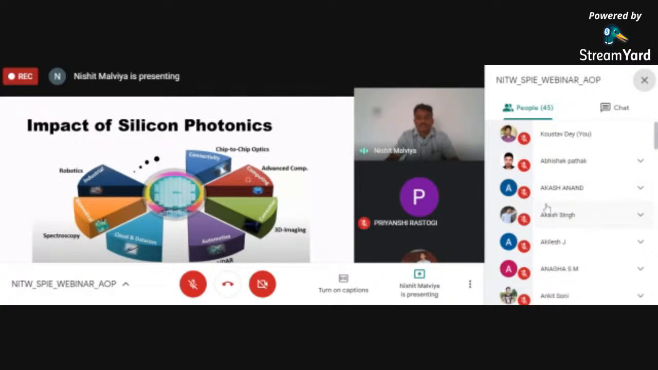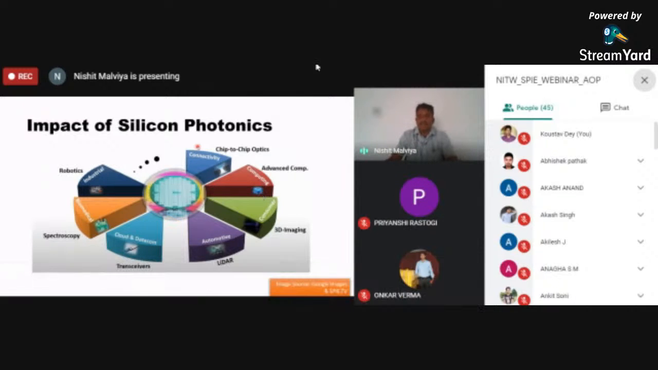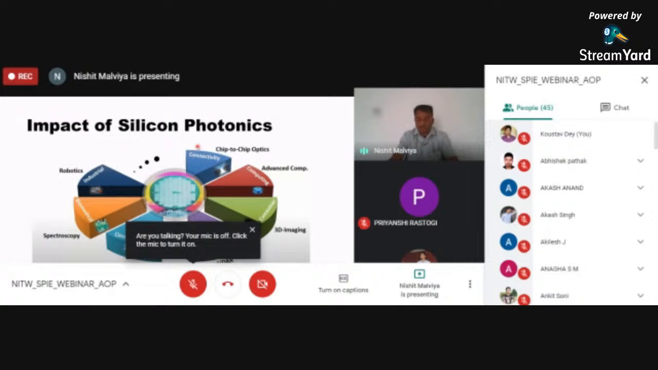So the impact of silicon photonics is on connectivity. When we talk about data centers, there are lots of optical links and lots of processors that have to communicate. Silicon photonics based devices communicate in the data center. Also, for advanced computing, we require very high data rate optical modulators. So in communication and computing, very high speed modulators are used.